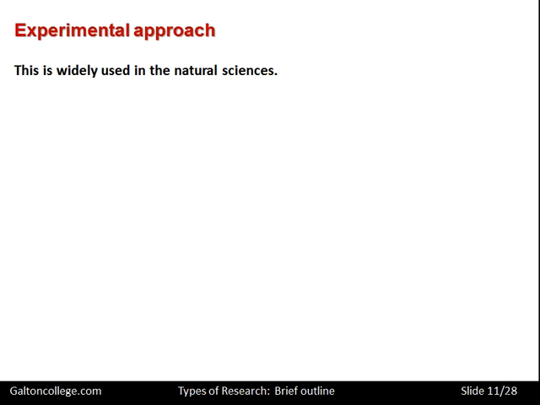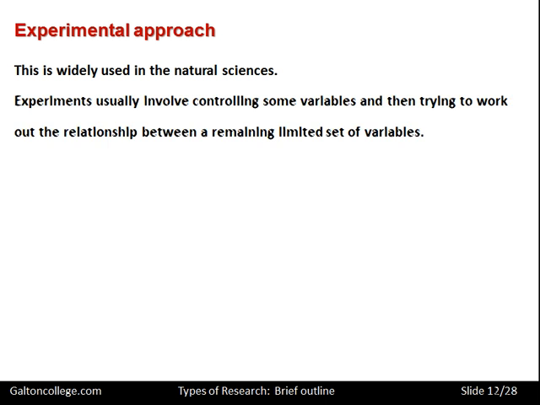There's also an experimental approach. This is widely used in the natural sciences, so it's not so much applicable in the context of business as in our case. Experiments usually involve controlling some variables and then trying to work out the relationship between the remaining limited set of variables. So scientists use this a lot to try to control certain variables, hold situations constant, and then allow a couple of variables to move and see what the relationship between them is. It's what's used in, as I said, the natural sciences and the approach of the natural sciences.